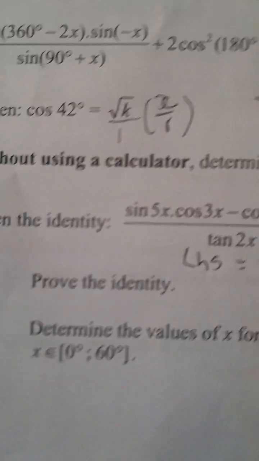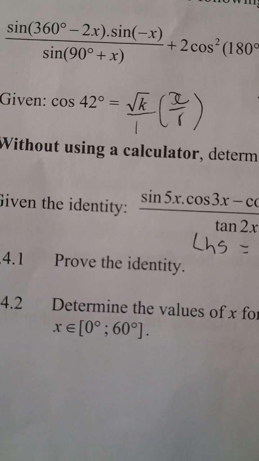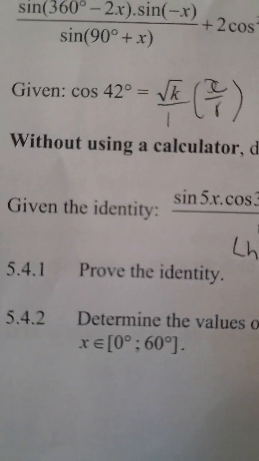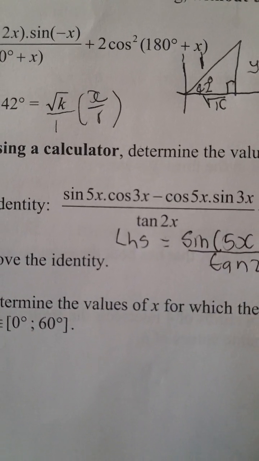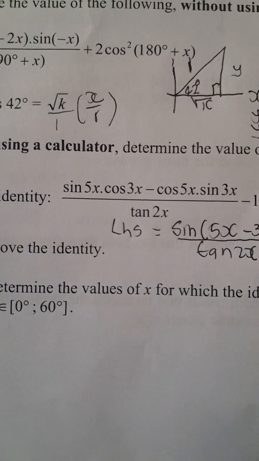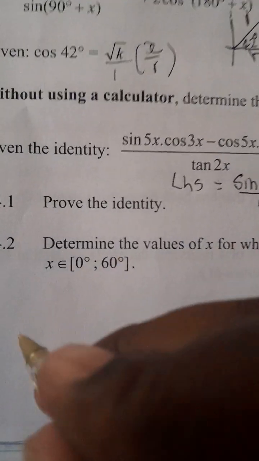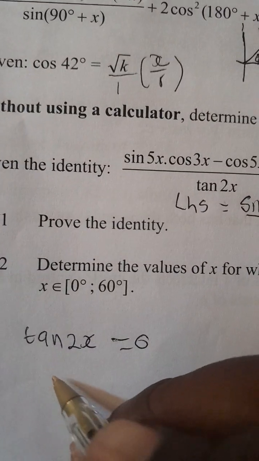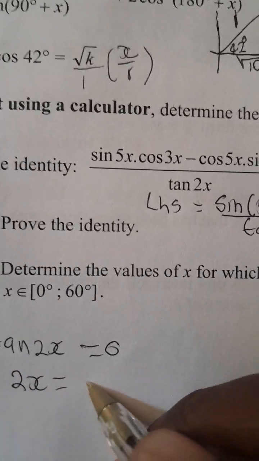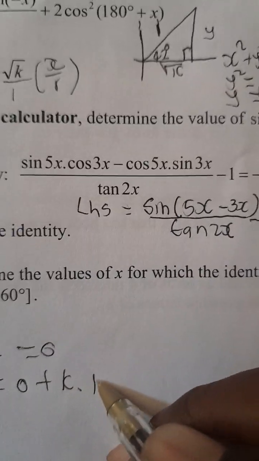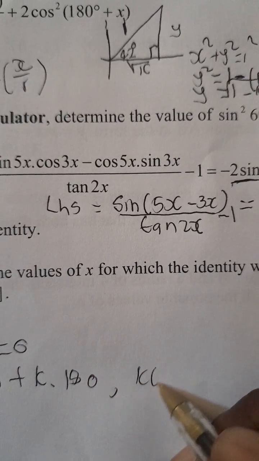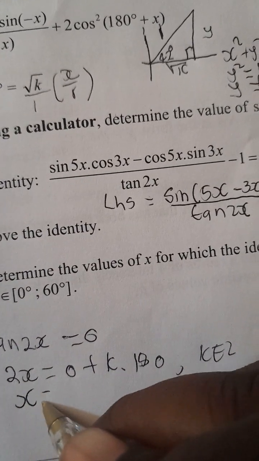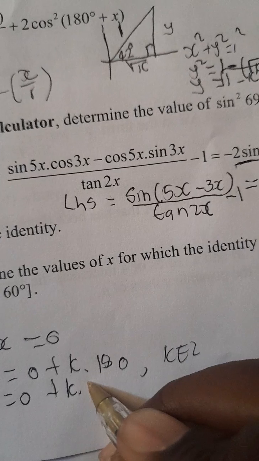So let's go to 5.4.2. Determine the values for which the identity will be undefined in the interval. When something is undefined, guys, usually it's when the denominator is 0. So in this case, we could take tan 2x and equate it to 0 at the denominator, so we are going to have 2x equals 0 plus k, remember the period of tan, where k is an element of integers. So if you divide everything by 2, we are left with 0 plus k times 90.